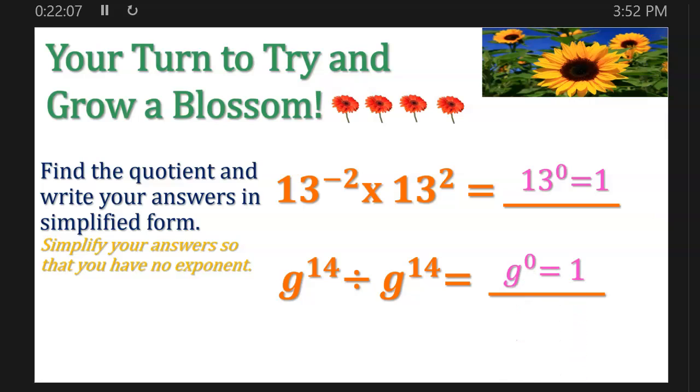And then the last one is, again, 14 minus 14, because we are dividing here. Up here we multiplied, so we added. Now we're dividing, so we're subtracting these exponents, and 14 minus 14 is another 0. And so that letter or variable just becomes a 1, because anything to the power of 0 is equal to 1.